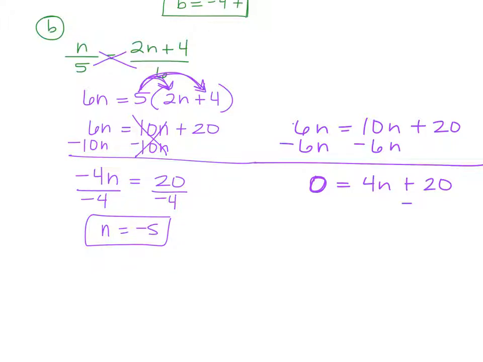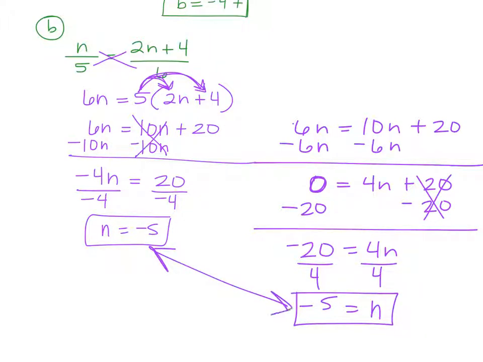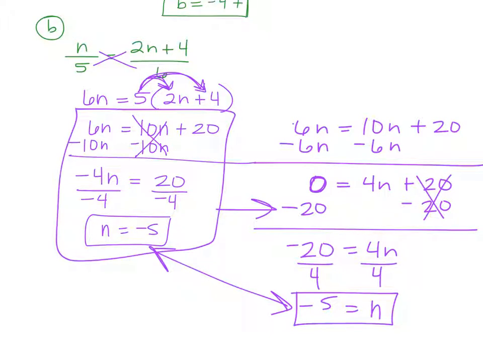Minus what? 20, right. So if I take away the 20 on both sides, I get negative 20 equals 4n. This goes away. Divide by 4. n equals negative 5. So notice you get the same answer. If you do it this way, it takes one more step. If you do it this way, it takes one less step than the other way.